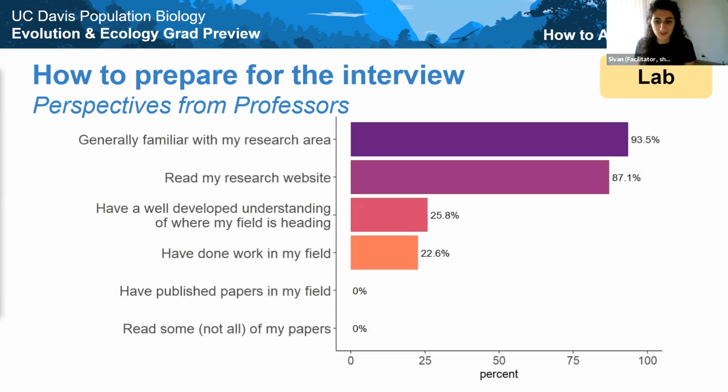So on the x-axis, we're showing the percent of respondents that thought that each category is a good way to prepare for the meeting. And I've ordered them here, top to bottom, most consensus to least consensus that this is necessary. So if you're interviewing with a prospective or potential advisor, the vast majority expect you to be familiar with their research area. Most of them expect you to have read their research website to get an understanding of what they work on. Then it drops off a bunch.